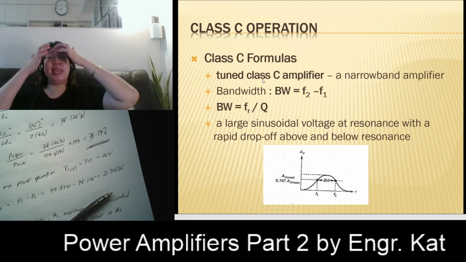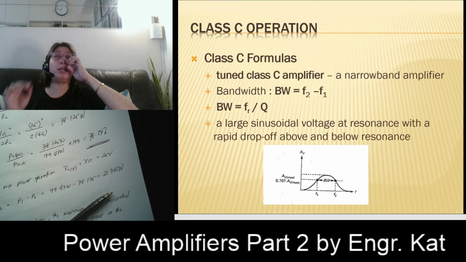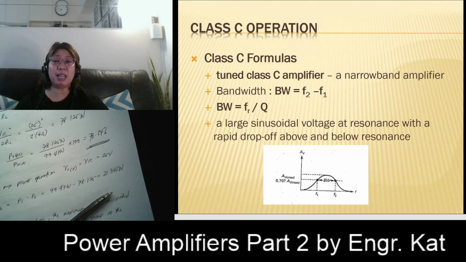So we don't have any efficiency formula for Class C amplifiers because technically we do not really measure the output or the input power for a Class C amplifier. But what is important here, since this is a tuned Class C amplifier, is that it is usually used in a narrowband amplifier. So usually the formulas concerned here are the bandwidth, which is F2 minus F1, or bandwidth related to the resonance frequency, and Q, which is the quality factor.